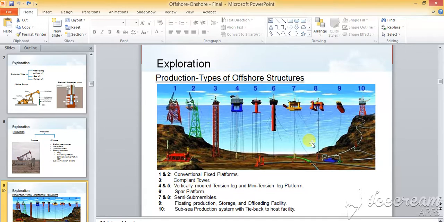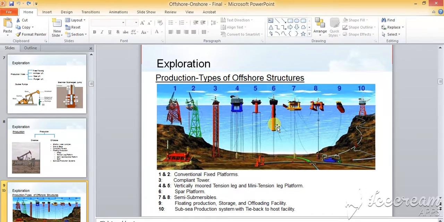The sixth one is the spar structure. Your strings are allocated at different positions. It is basically a kind of column that has been attached with these strings at different distances at different pressure points. So these are the spar platforms.